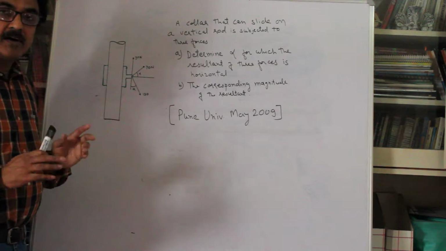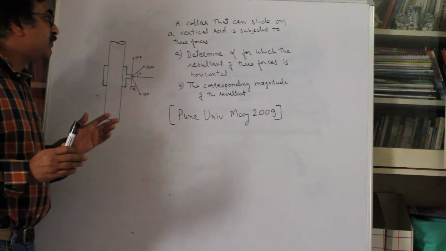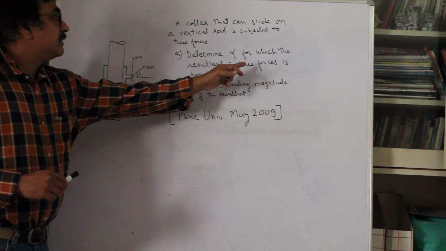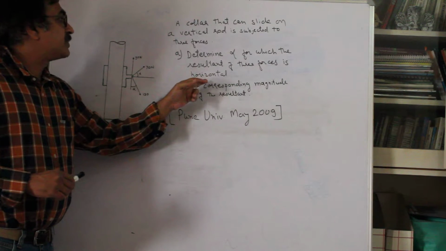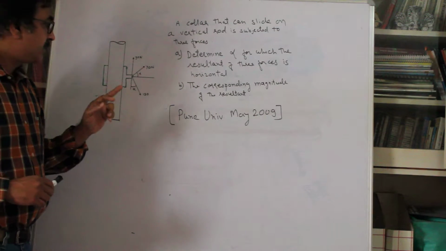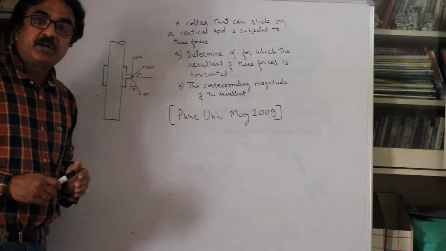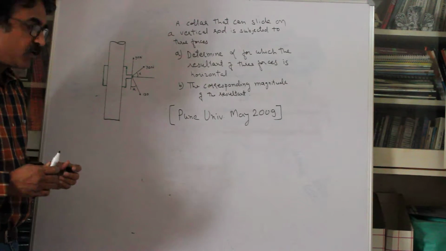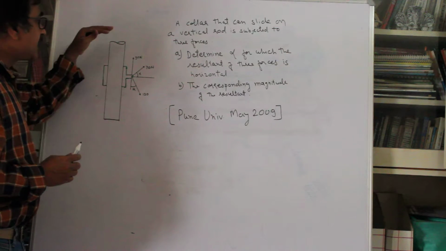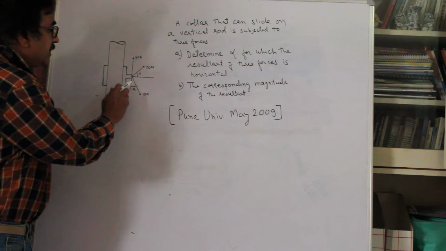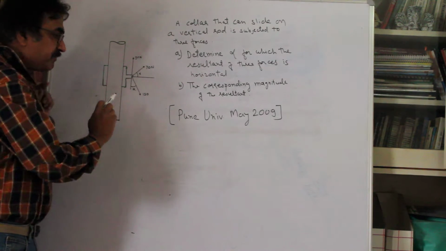The value of angle alpha is not given, and you are told the resultant of these three forces is horizontal, right? You also are expected to find out the corresponding magnitude of the resultant. Okay, so this is a collar which can slide up and down, right? And you have forces 1, 2 and 3, right?